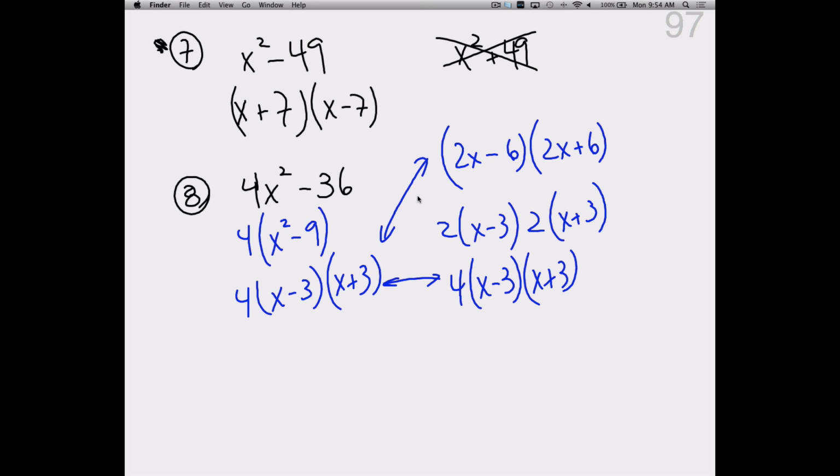Which one is more corrector? The first one, because you're supposed to factor out a GCF every single time.